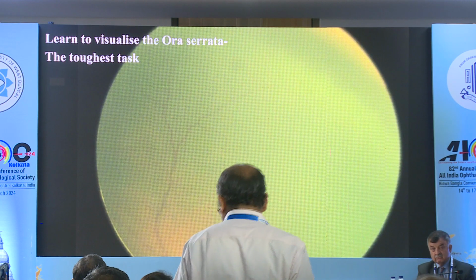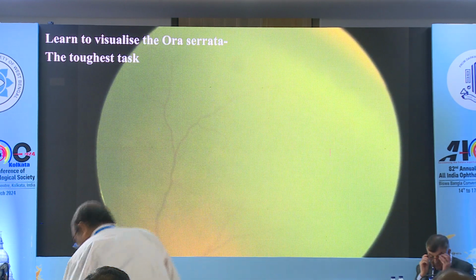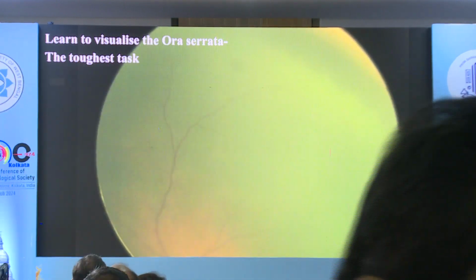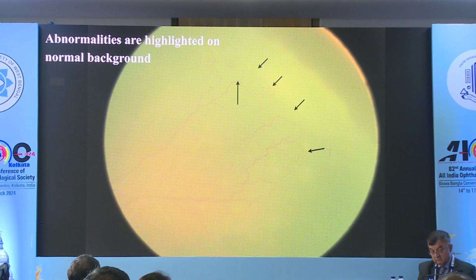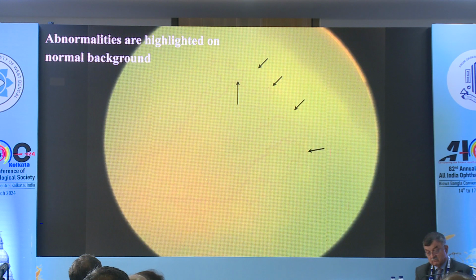Once you know how to identify the ora serrata in a preterm or a neonate, which is much more anterior compared to an adult, the classification and zoning will be much easier. And once you know what is normal retina, what is a normal-looking retinal vessel, then identification of the abnormal blood vessels, that is ROP, will be much easier in the background of normal retina.